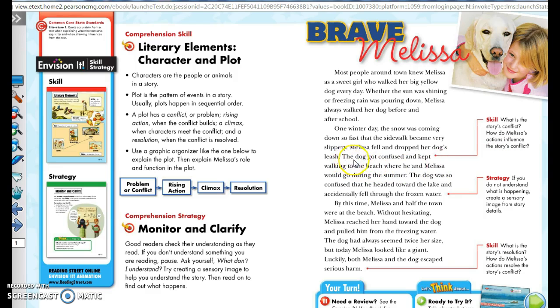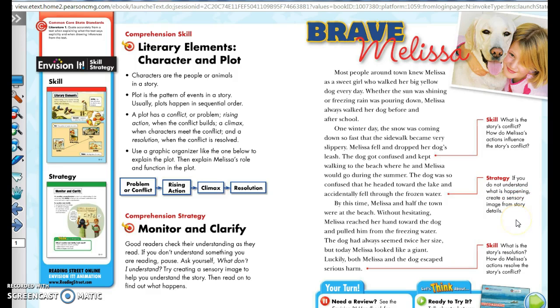And if we look, it's kind of giving us a clue here. The dog got confused and kept walking to the beach. So if I had to define the conflict, I would say it was when the dog got lost and Melissa wanted to find him. If we don't understand something, another thing we can do is create a sensory image.